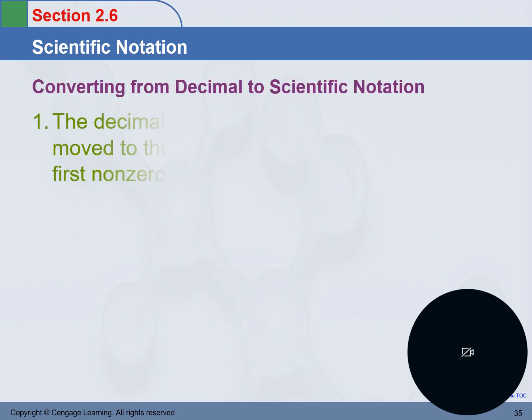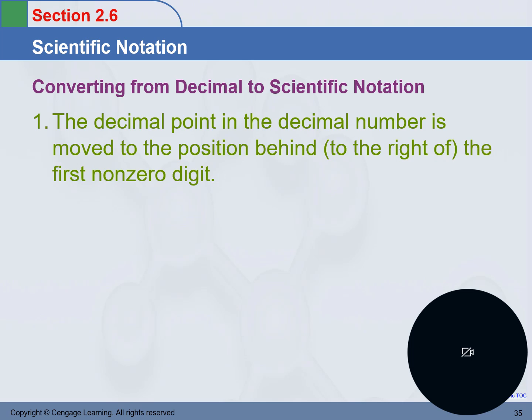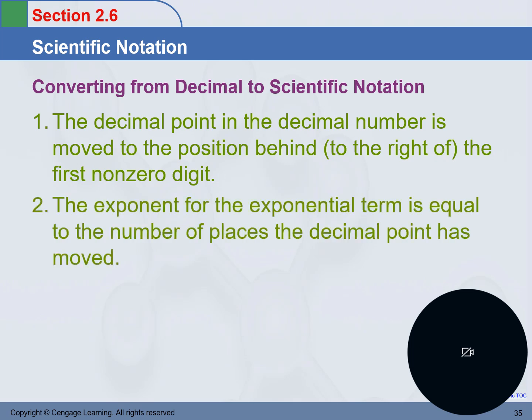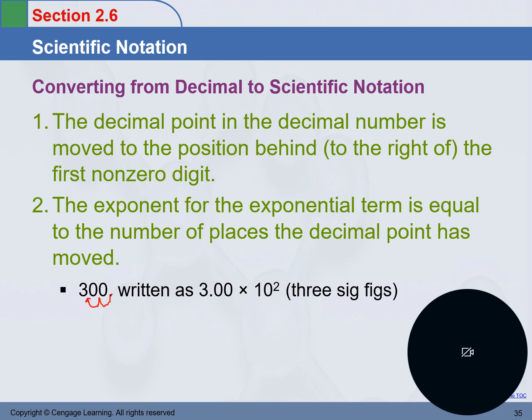Converting from decimal to scientific notation, the decimal point in a decimal number is moved to the position behind, or to the right of, the first non-zero digit, and the exponent for the exponential term is equal to the number of places that it has moved. So when we take a look at this one, we want our decimal point over here behind our first non-zero number. Those are all significant figures, so we're going to include those. Notice I moved my decimal 2 times. That's how I get my exponent of 2. My number is big, so my exponent is big.